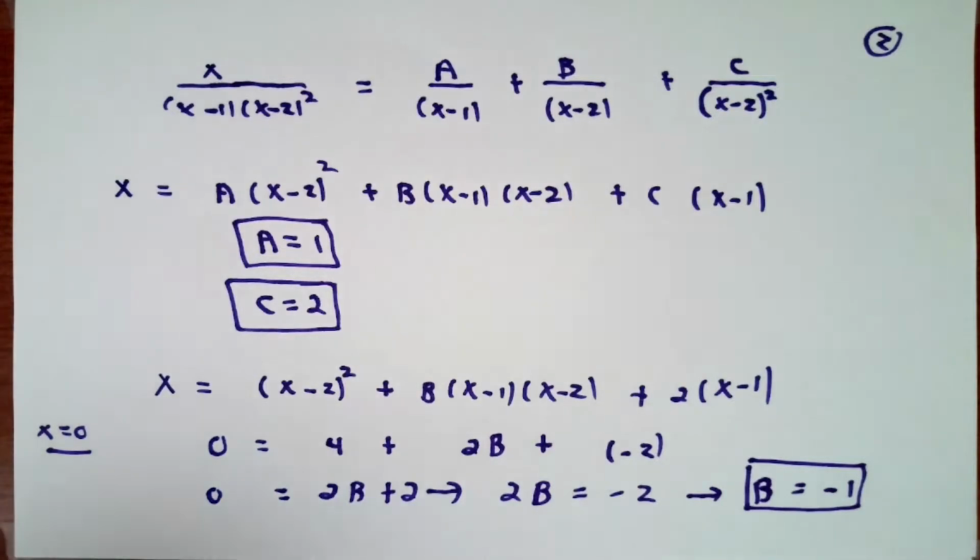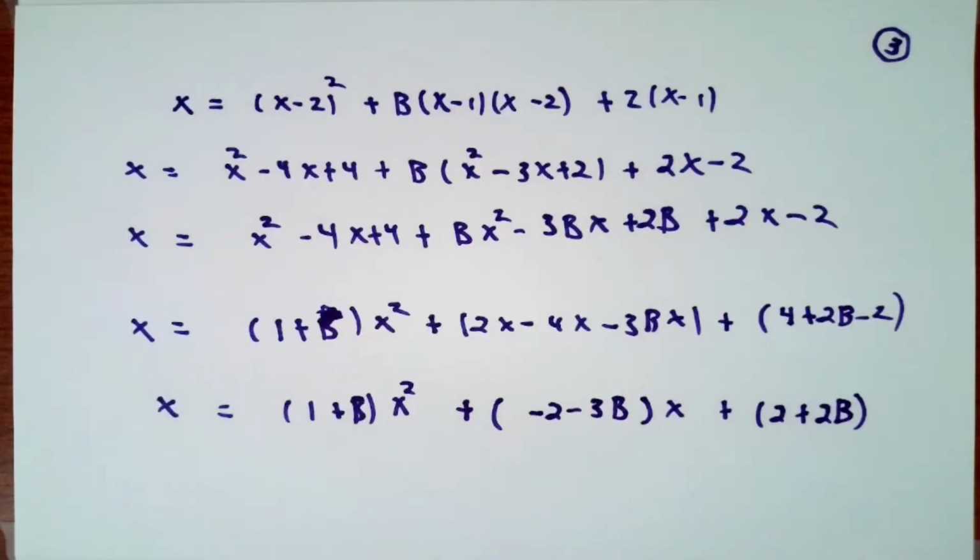Now, an obvious concern is, what if someone picked a different x number and got a different B number? So instead of doing it that way, I could also do it this way. Algebraically expand everything and collect like terms in the power of x together. It must be true that x is (1 plus B)x squared plus (negative 2 minus 3B)x plus (2 plus 2B).